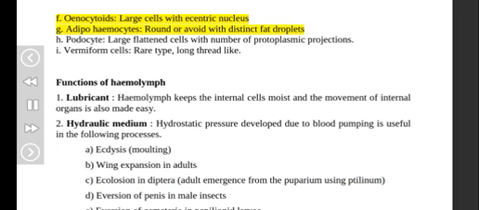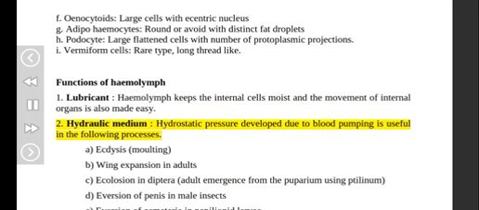F. Oenocytoids, large cells with an eccentric nucleus. G. Adipohemocytes, round or ovoid with distinct fat droplets. H. Podocyte, large flattened cells with a number of protoplasmic projections. I. Vermiform cells, a rare type, long and thread-like. Functions of hemolymph. 1. Lubricant. Hemolymph keeps the internal cells moist and the movement of internal organs is also made easy.